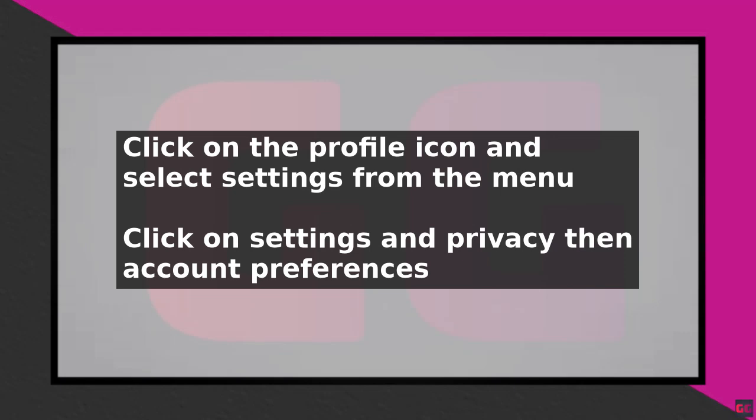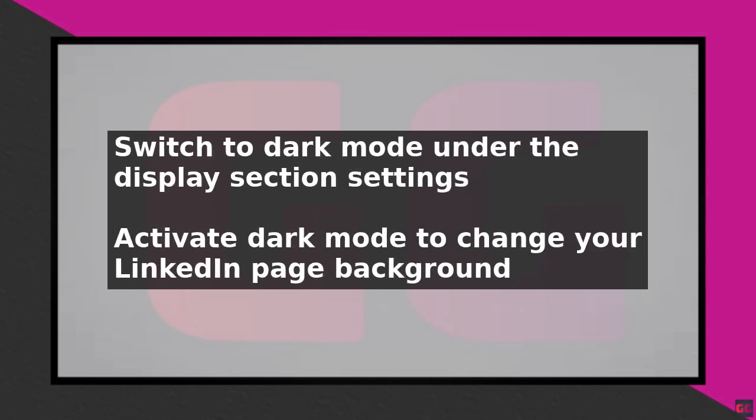Then select Settings from the menu. In the Settings menu, click on Settings and Privacy, then Account Preferences. Under the Display section, you'll see the option to switch to dark mode. Simply click on dark mode to activate it, and your LinkedIn page will switch to a black background.